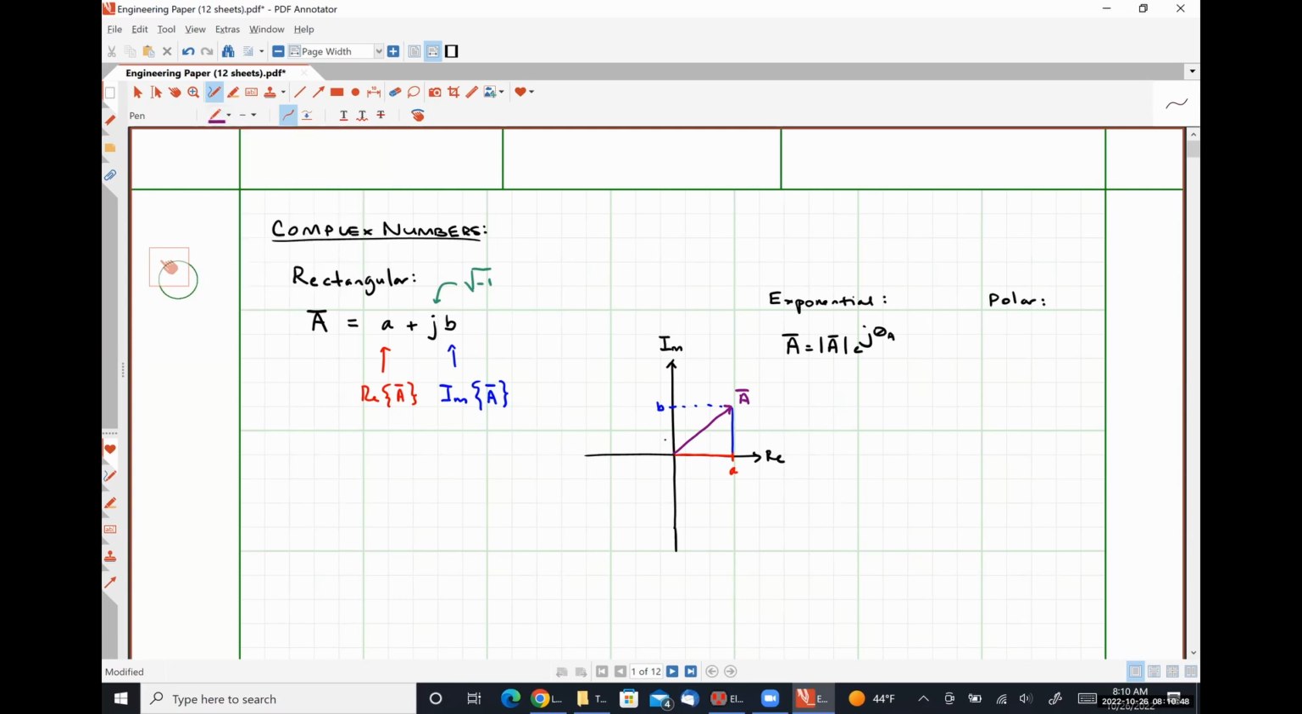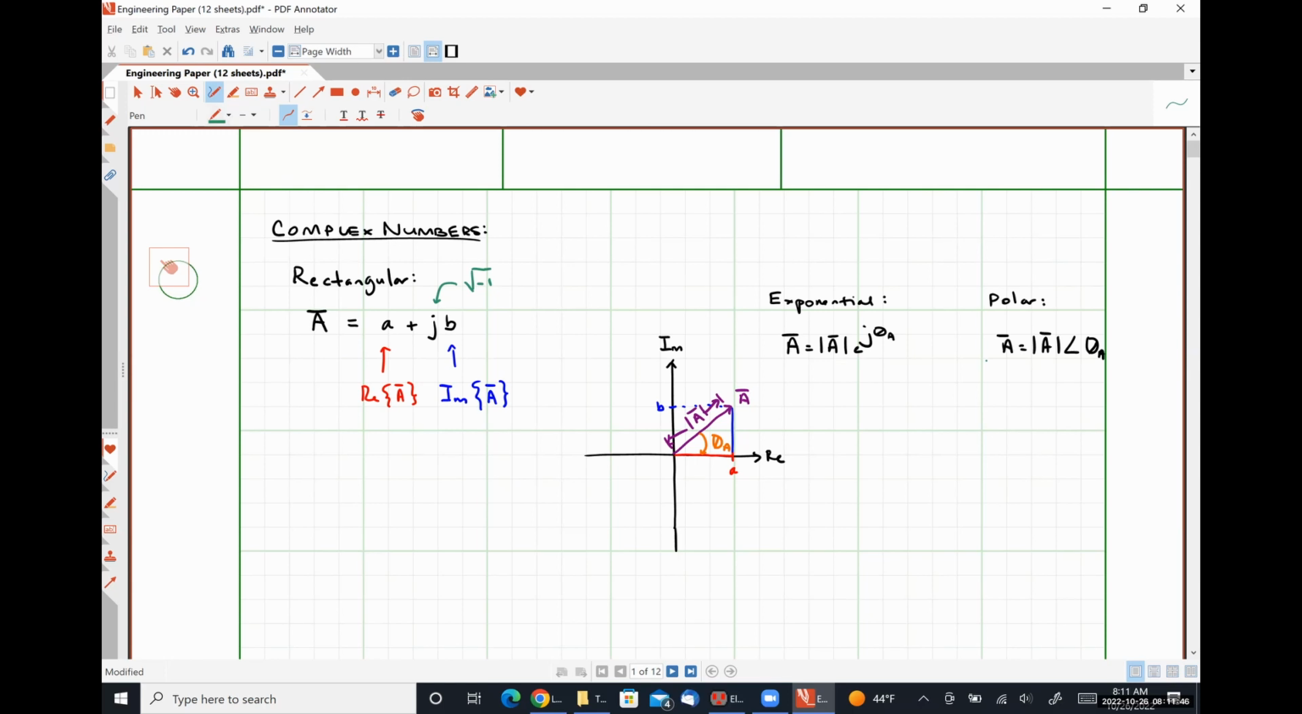So the length of this vector is the magnitude of A. And the angle formed between the complex number and the positive real axis is the angle theta A. Our polar form representation of this same complex number is simply the magnitude of A angle operator theta A. So literally the exact same pieces of information, magnitude and angle, but expressed in a slightly different form. Okay.